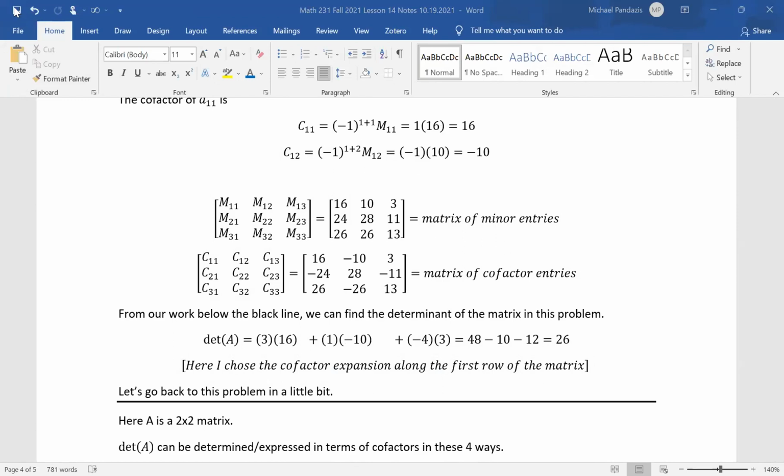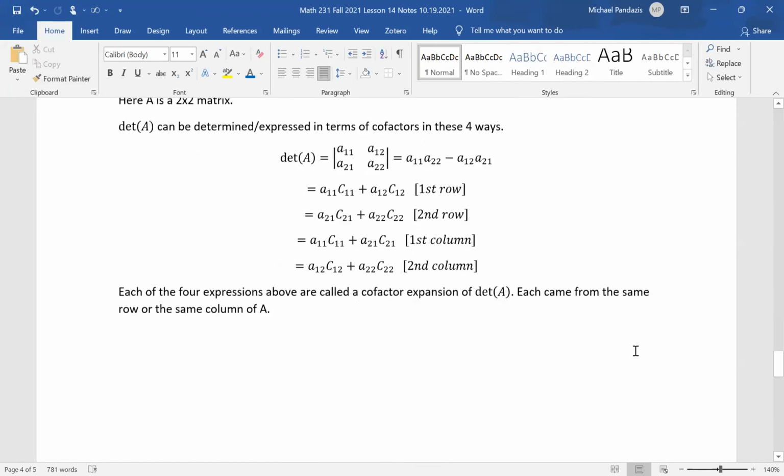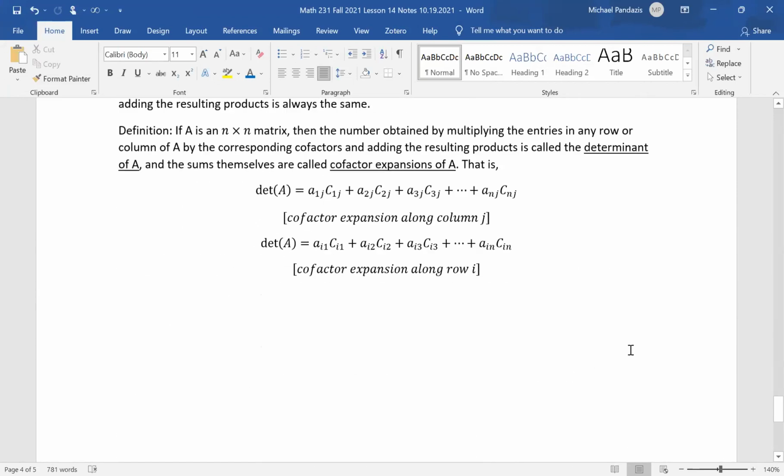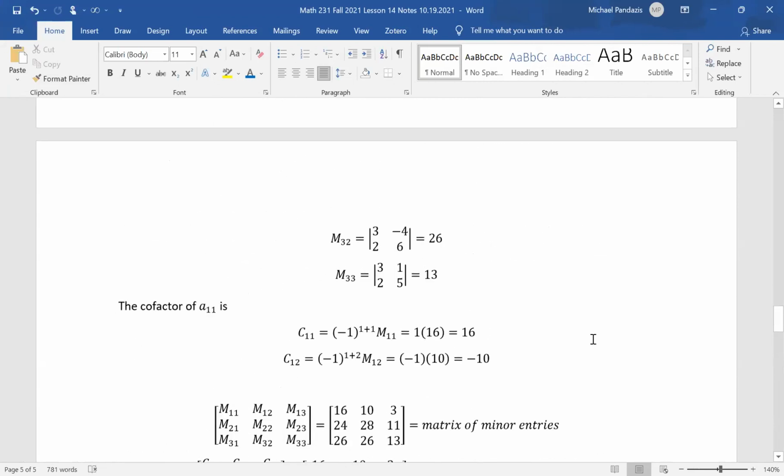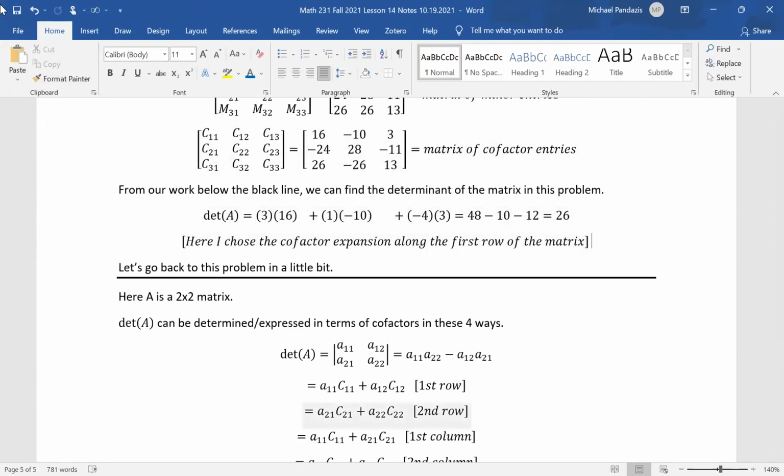Okay, so we're ending. There's only 3 minutes. So that's the determinant of the matrix. And now I've given you a definition of determinant, and I've shown you how to compute the determinant for this row. You could do it for any row, any column.